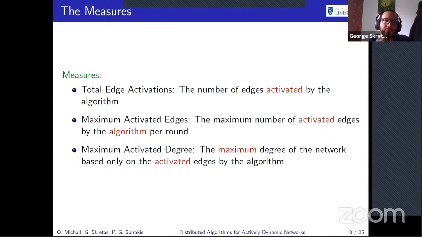So the first one is the total edge activations. That means how many edges were activated by our algorithm. Then is the maximum activated edges, which is the maximum number of activations by the algorithm per round over all rounds. And finally, the maximum activated degree, which is the maximum degree of the network based only on the activated edges by the algorithm. By that, I mean that in each round, we check the degree of each node, where we calculate only the edges that are activated by the algorithm. We do that over all nodes, over all rounds, and we take the maximum. So basically, in all 3 of those measures, we do not account for the edges that existed in the initial network. We don't care about those.